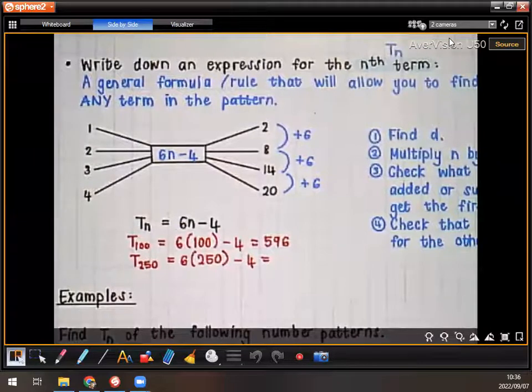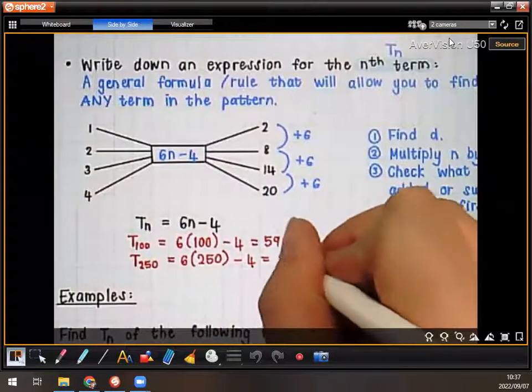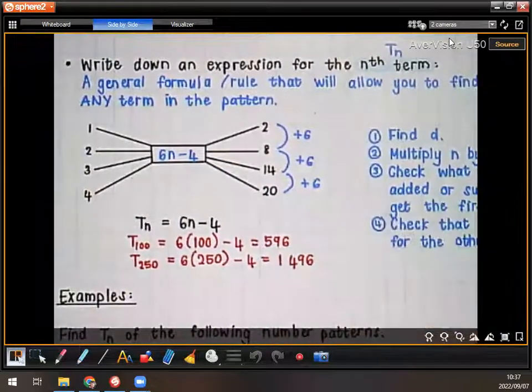What is 6 times 250? 1,500, eh? 4 times 250 is 1,000. We're all fine with that. Then you must still do 2 times 250, which is 500. So 1,500 minus 4 is 1,490.